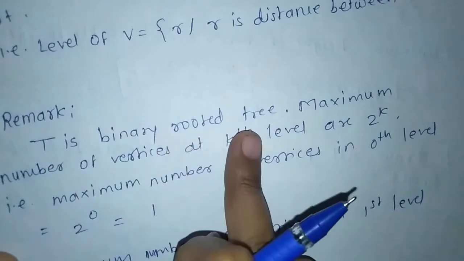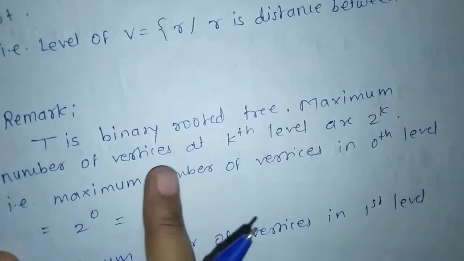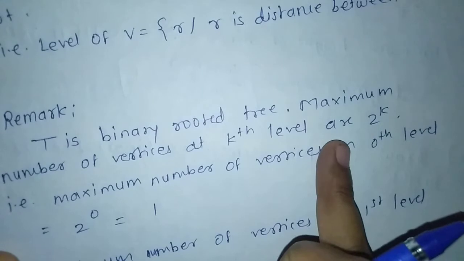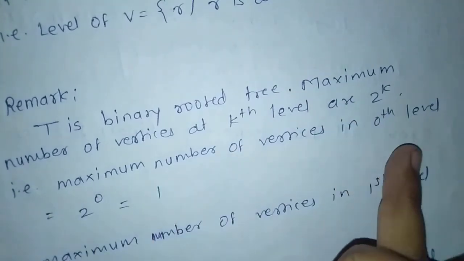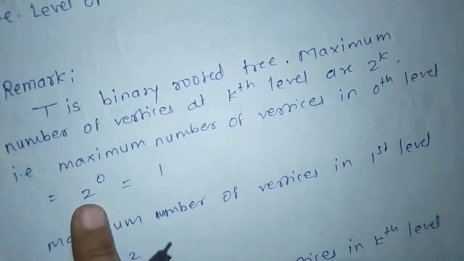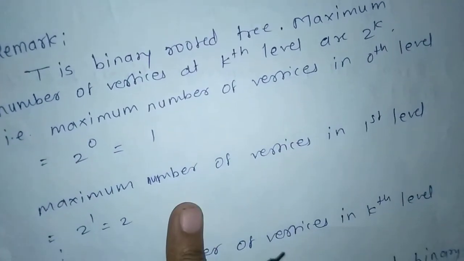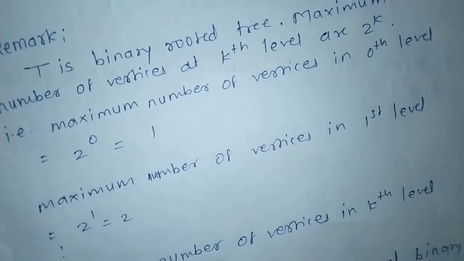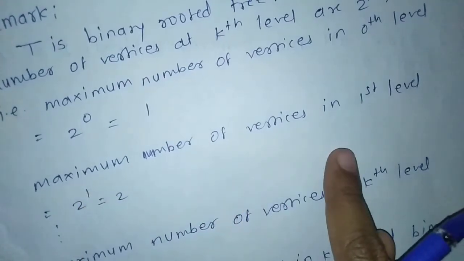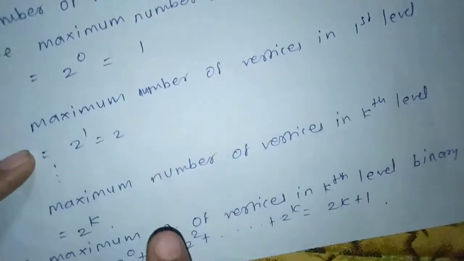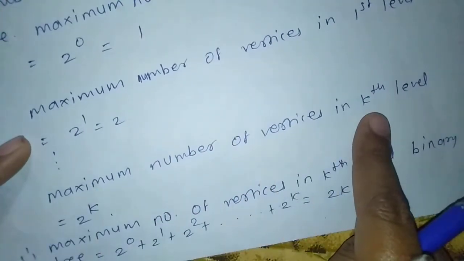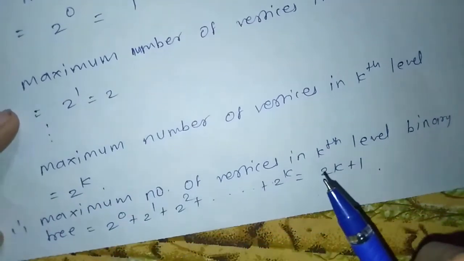Remark: T is a binary rooted tree. The maximum number of vertices at the kth level is 2 raised to k. That is, the maximum number of vertices in the 0th level is 2 raised to 0, which is 1. The 0th level is where the root exists. The maximum number of vertices in the first level is 2 raised to 1, which is 2. The maximum number of vertices in the kth level is 2 raised to k.